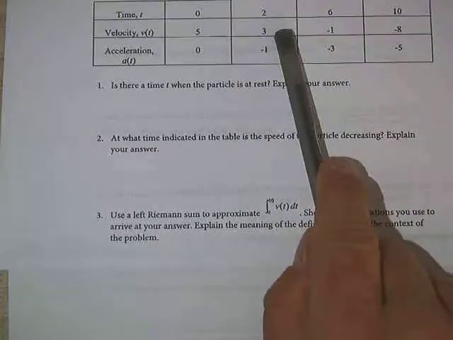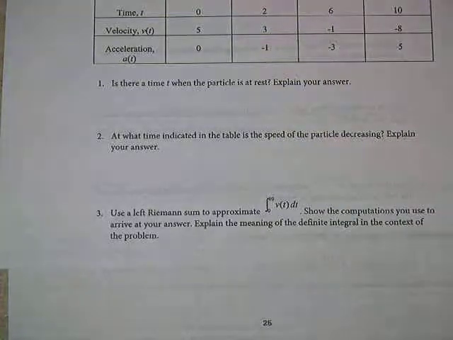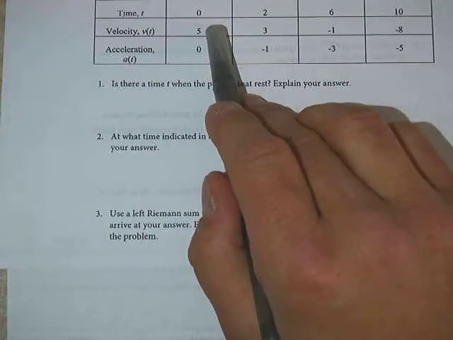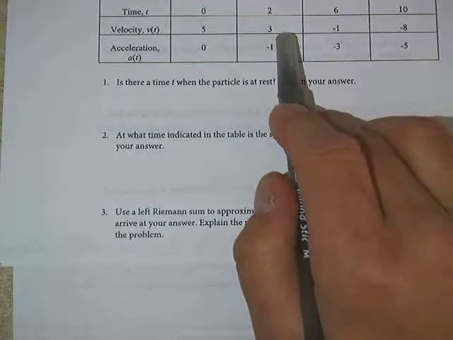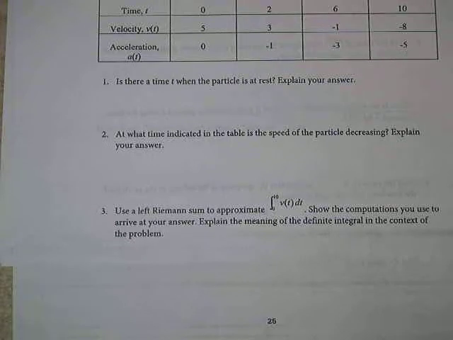So number 2. At what time indicated in the table is the speed of the particle decreasing? What do we know about decreasing speed? Speed would be decreasing when velocity and acceleration are opposite, so that would be at time 2. At time 2, the velocity is positive and the acceleration is negative.